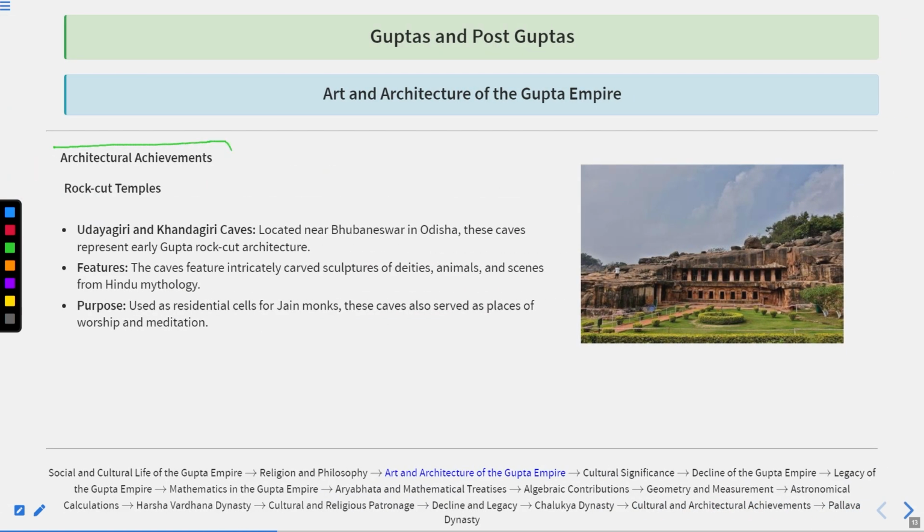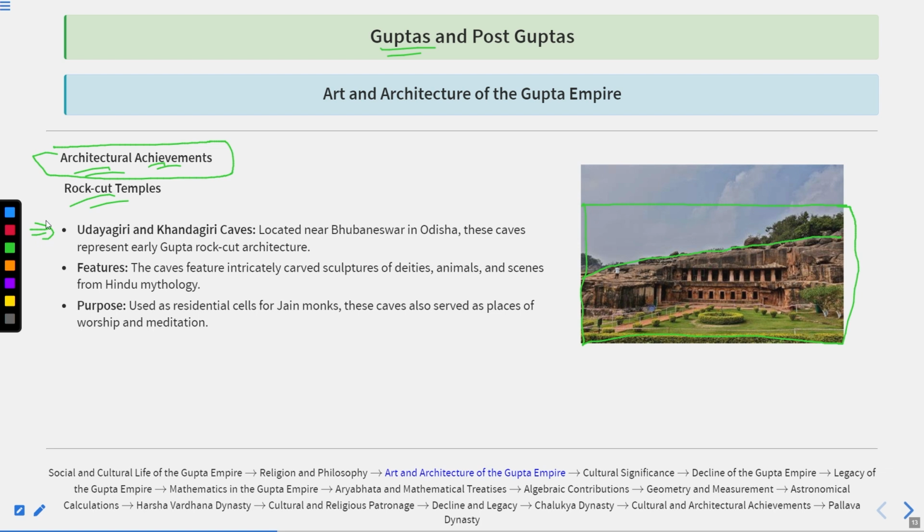Thereafter, if we talk about architectural achievements, first is the rock cut caves. In the previous lecture I also told you about the two types of temple structures that existed: first was rock cut, second was structural. In the rock cut caves, there was a huge slope of stone. Within this slope, they cut down the stone, made a room, and that's how they made various structures. So those were famously known as the rock cut caves that were introduced during the Gupta time.